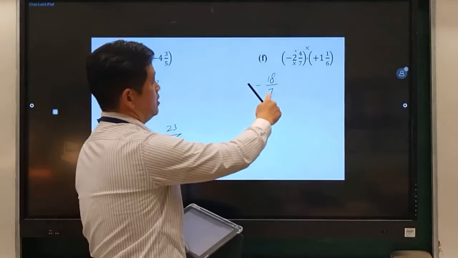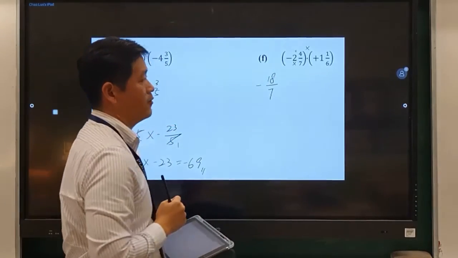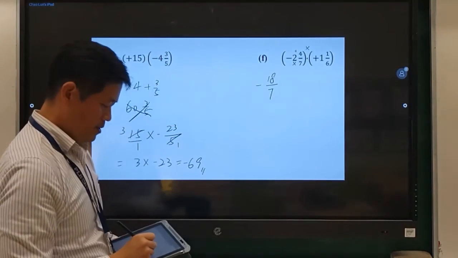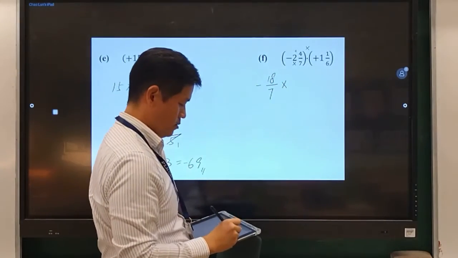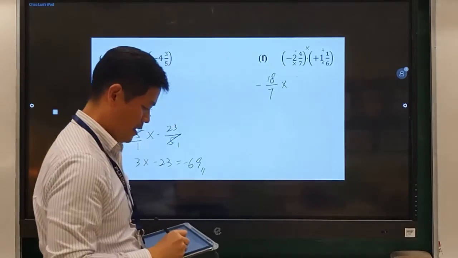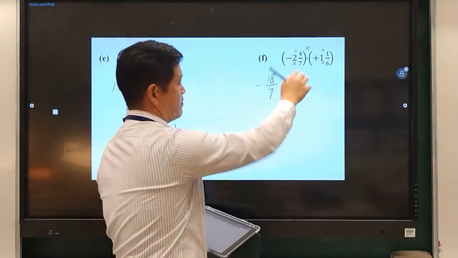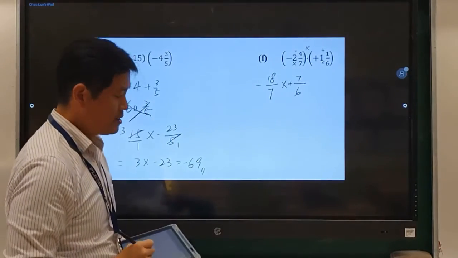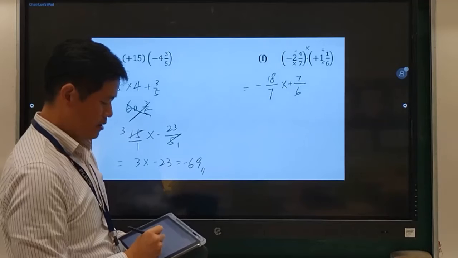Let's double check. 18 divided by 7 would be 2, a remainder of 4. Okay? Times 6 times 1, which is 6 plus 1 would be 7 over 6. Positive or negative? That's a positive number. Okay? When in doubt, put in a positive. It's okay. So now let's do cross canceling.